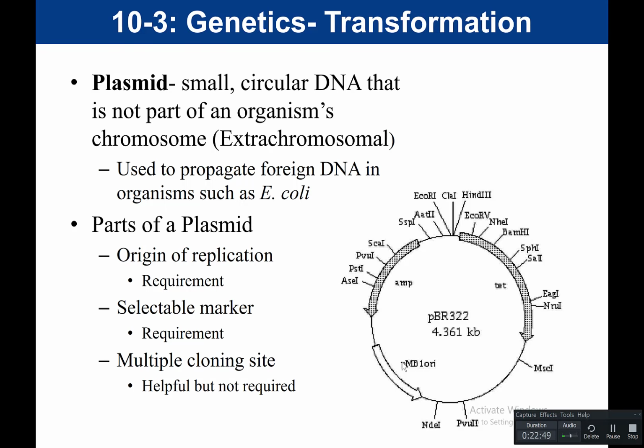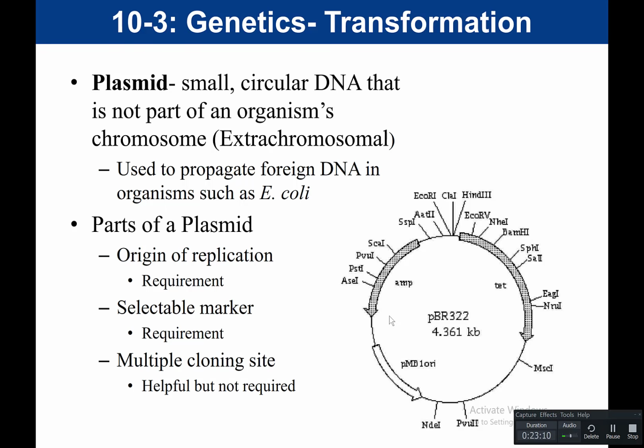Plasmids have to have a selectable marker, meaning a way to select for bacteria that have our plasmid. In our experiment, our selectable marker is our ampicillin resistance. On this plasmid, there's a gene for ampicillin resistance. And so we're taking E.